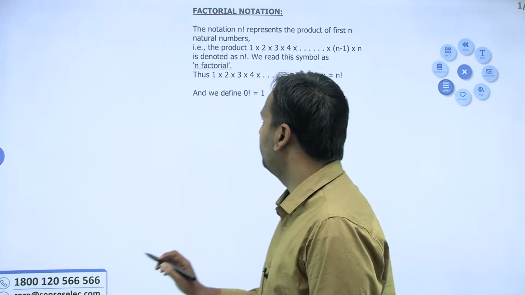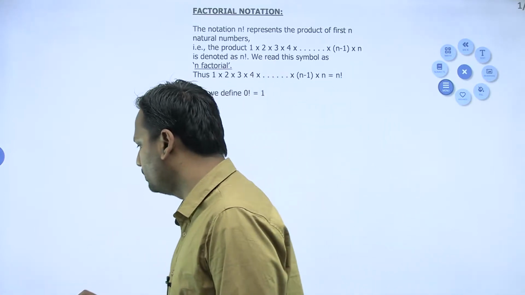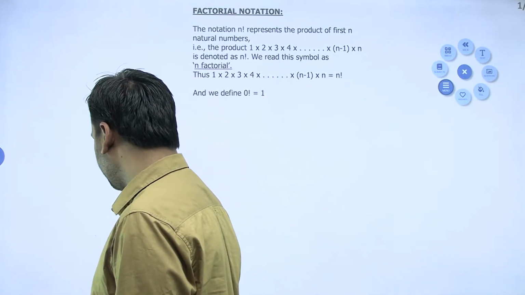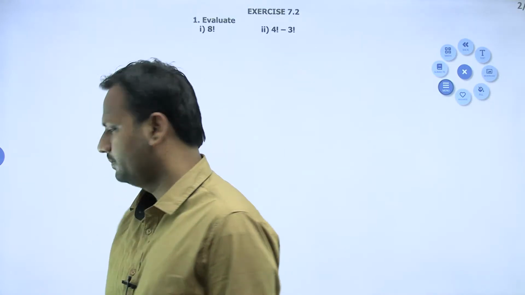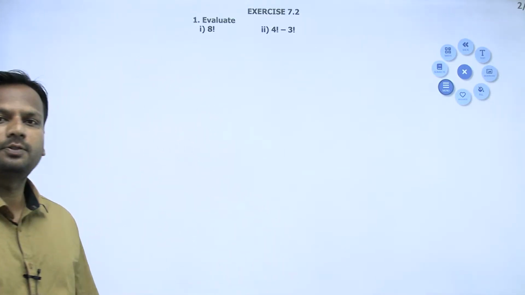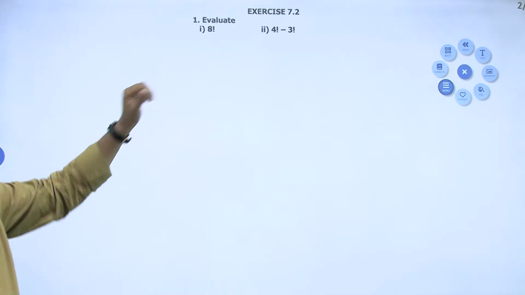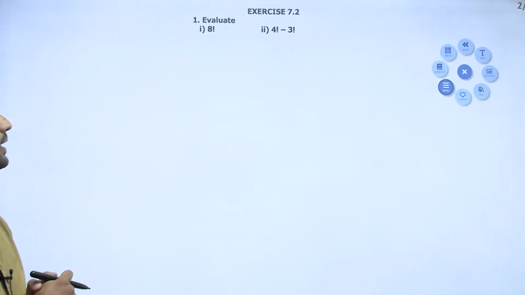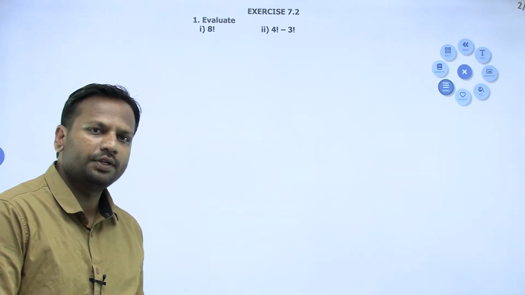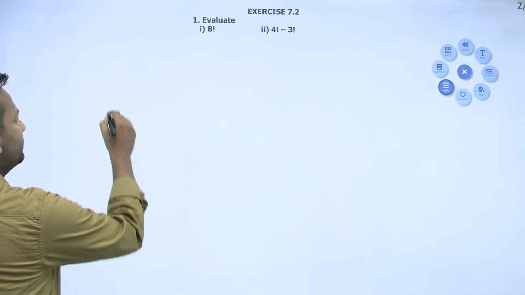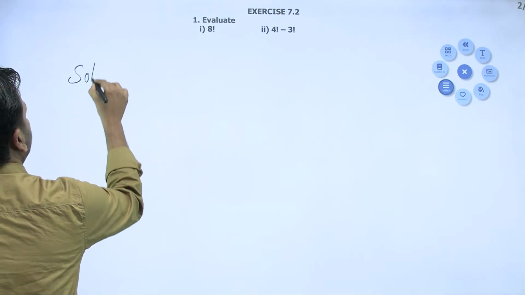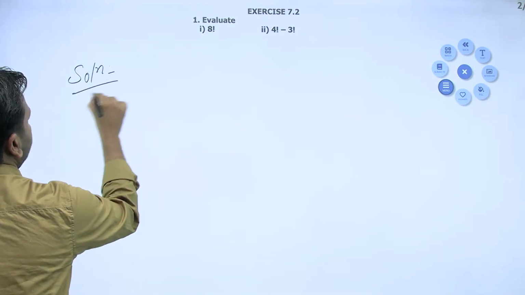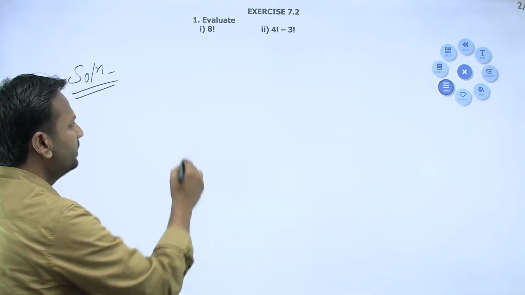Now here we are dealing with the factorial notation. Let me do the second exercise problems, students. Evaluate 8 factorial. Now you know the factorial notation, right? Now let me solve this one, students. It is very easy, a simple one, right?